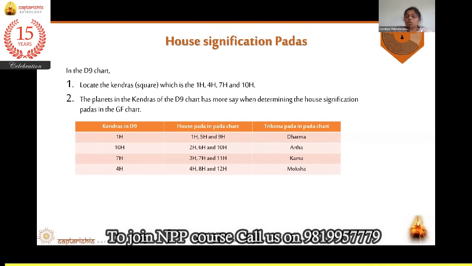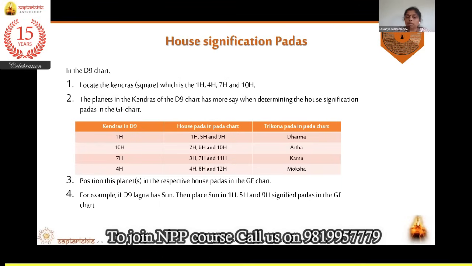So this might seem confusing now, but when you are working in the chart, it will be easy for you to understand. Now we are going to position these planets in the respective house padas in the Graha Friction Chart.